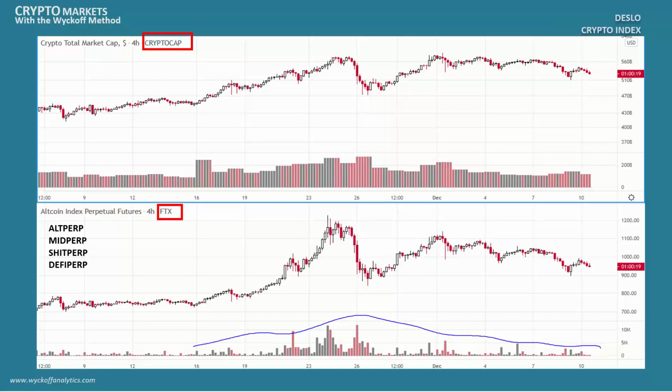So if you live outside the US, you can trade these futures, or you can just use them to understand what's going on in the market and then trade other assets and cash positions. So just look for alt perp, mid perp, shit perp, DeFi perp on TradingView. And I think that these crypto futures should always be the starting point of your market analysis. And this is what we do here.